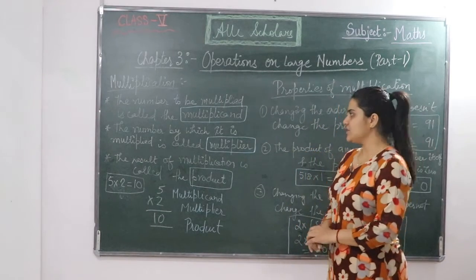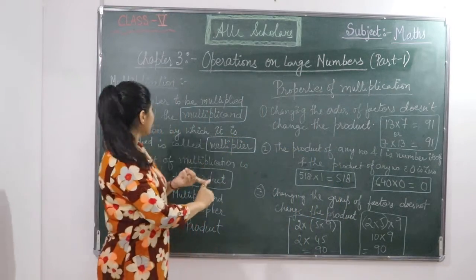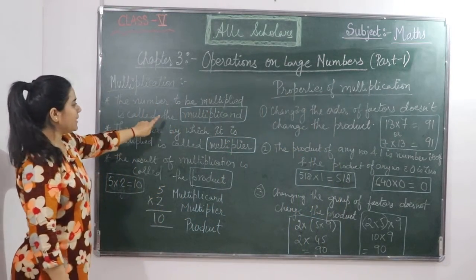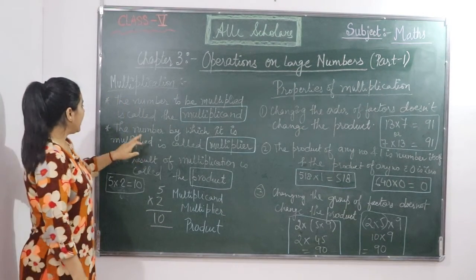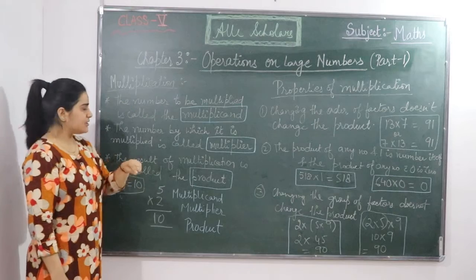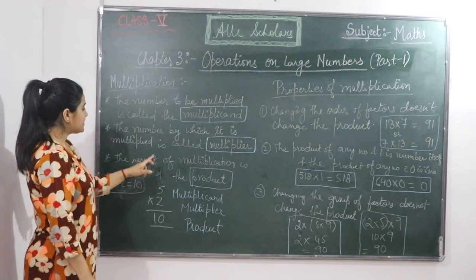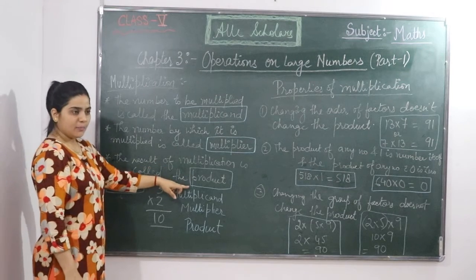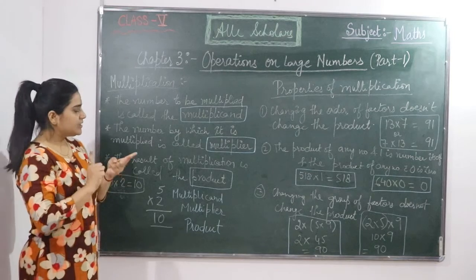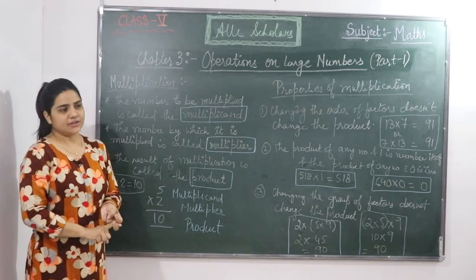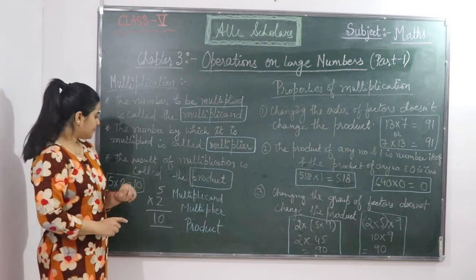In multiplication, when we are multiplying two numbers, the number that is to be multiplied is called the multiplicand. And the number by which it is to be multiplied is called the multiplier. Okay? The result of the multiplication is called the product. The result of the addition was sum, the result of the subtraction was difference, and the result of the multiplication is product.